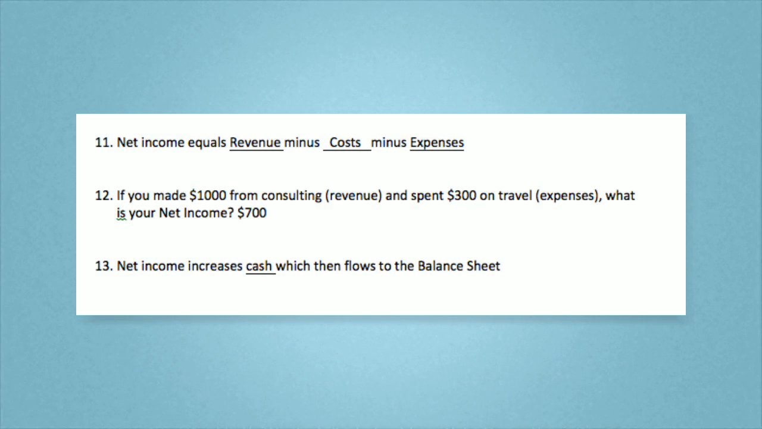Net income equals revenue minus costs minus expenses. If you made $1,000 from consulting revenue and spent $300 on travel expenses, what is your net income? Your net income is $700, assuming there are no other costs or expenses. Net income increases cash, which then flows to the balance sheet.